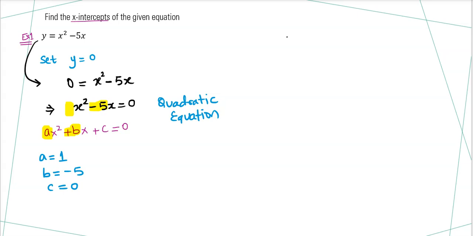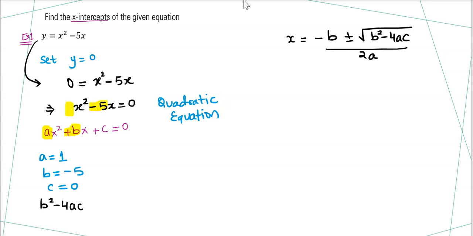Now, using the quadratic formula, x equals minus b plus or minus square root of b squared minus 4ac, over 2a. So we need the term b squared minus 4ac. Let's calculate it here. b squared means minus 5 to the power 2, minus 4 times a, which is 1, times 0. This gives you 25, and the other terms become 0, because 1 multiplied by 0 becomes 0, multiplied by 4 is still 0. So we are left with 25.